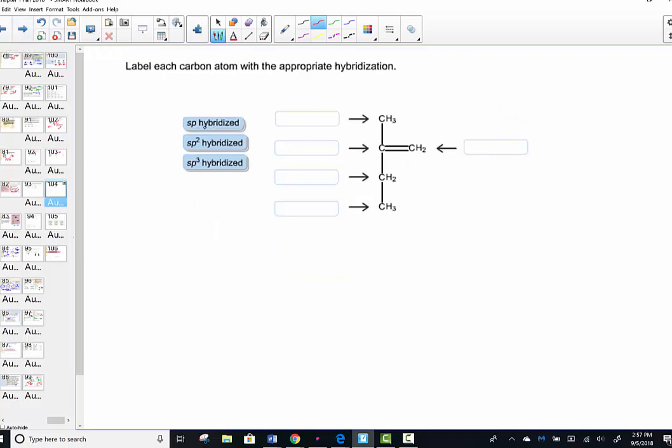sp hybridized, you're looking for 2 domains. sp2 hybridized, you're looking for 3 domains. sp3, you're looking for 4 domains. This carbon is attached to 3 hydrogens in a single bond to each of the H's. That's 3 domains. Plus 1 more gives it a 4th domain, sp3 hybridized. 1, 2, 3 domains, sp2 hybridized. And so forth.